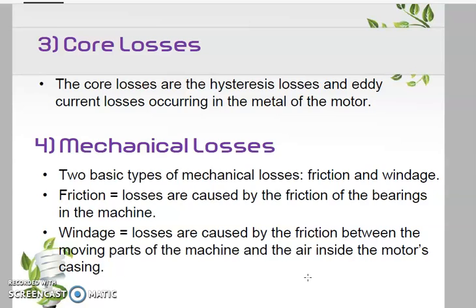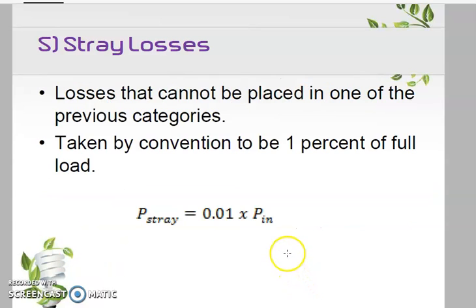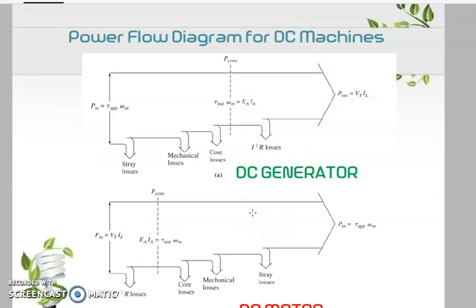But if you increase the gap, the flux linkage will be lesser. So that's the pros and cons. You reduce the gap, so the linkage will be better, but in terms of losses, it will increase. We have another one, which is stray loss, which is considered as losses that cannot be placed in the other previous categories. So we take it as 1% of the full load condition. P in, how much? So 1% of it is considered as stray loss.